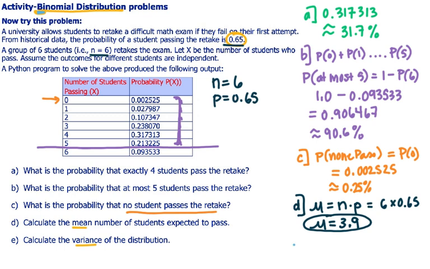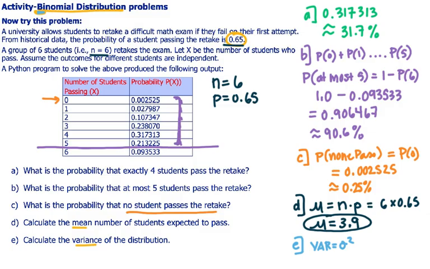Secondly, they are asking for the variance. Variance, again, we call sigma squared. And it turns out also we don't need all these extra columns in the table. We can shortcut it when it's a binomial experiment. We need one more piece of information though.